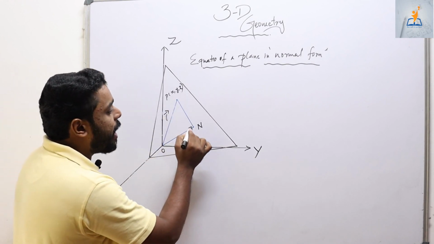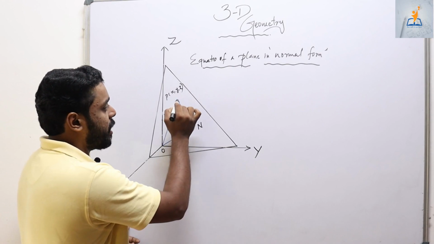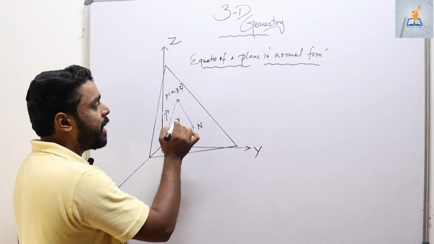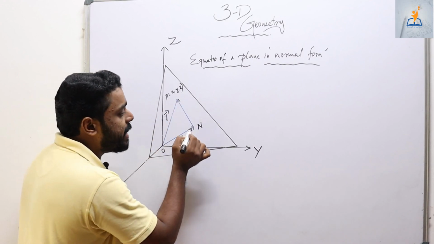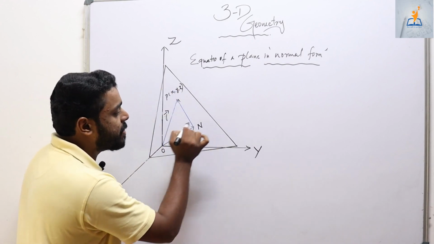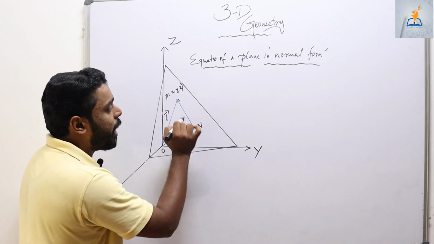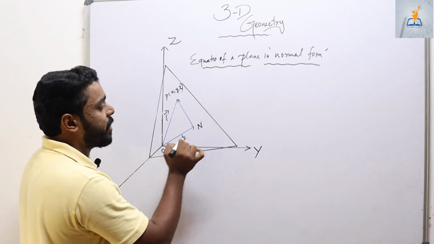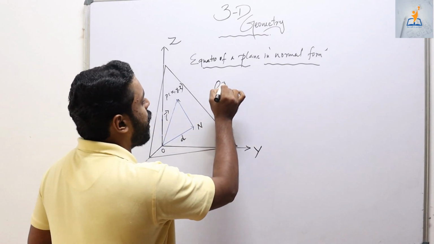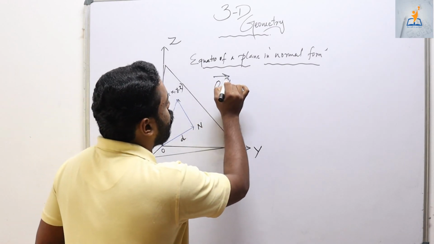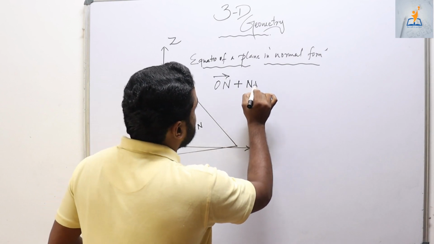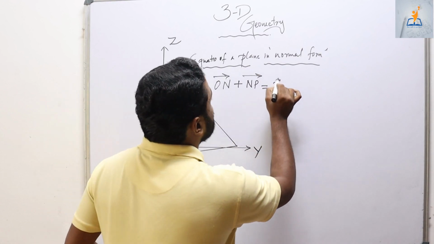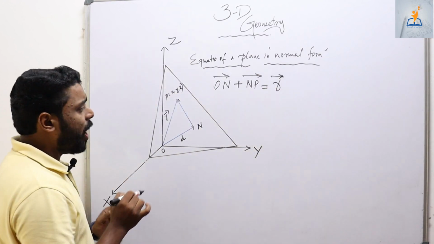Then by the triangular law of vector addition, we know that, see, ON is a vector and NP is a vector. P is an arbitrary point, N is the point on the plane which gives the perpendicular distance. So NP is a vector in the plane, ON is a perpendicular vector. So by the triangular law of vector addition, vector ON plus vector NP is equal to vector r.